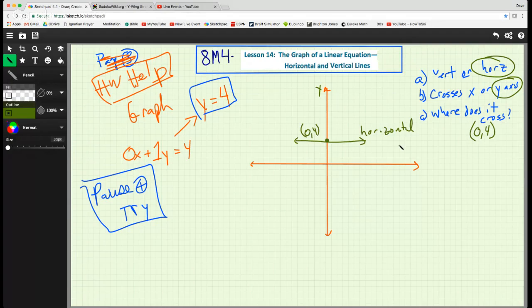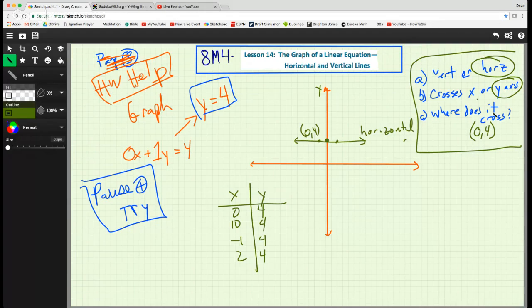Okay, so you could have also just solved it like this, saying, well, X and Y. I could have said, well, if X is 0, my Y must be 4. If X is 10, Y must be 4. If X is -1, Y is 4. If X is 2, Y is 4. So I could have just gone ahead and graphed 2, 4, 0, 4, 10, 4, -1, 4, and then draw on the line. But if you wanted to use the shortcut method, you ask these questions.